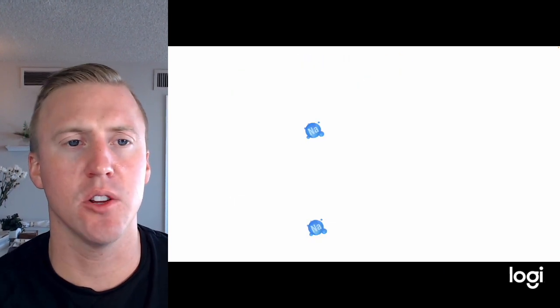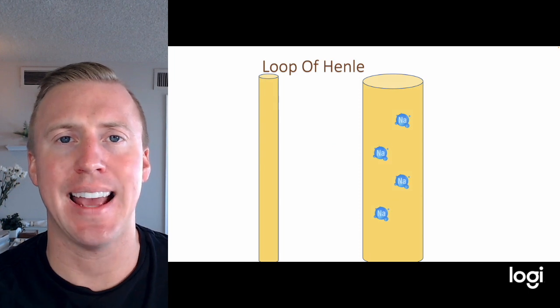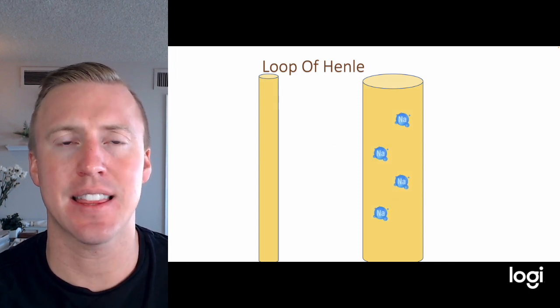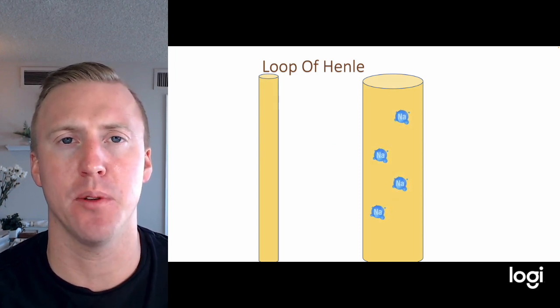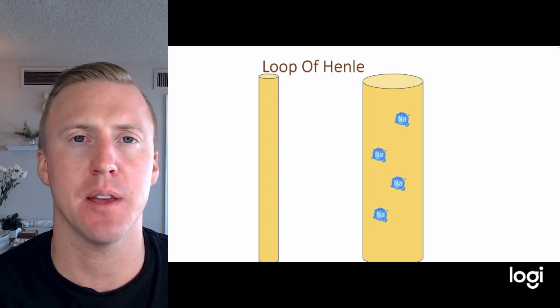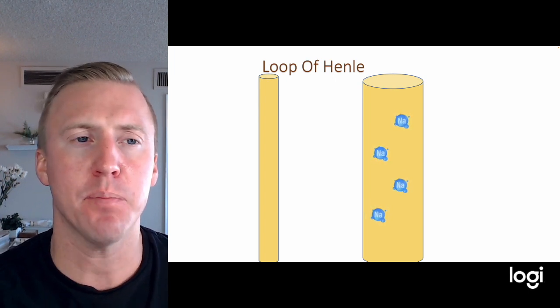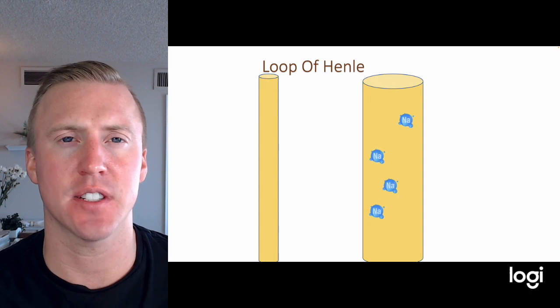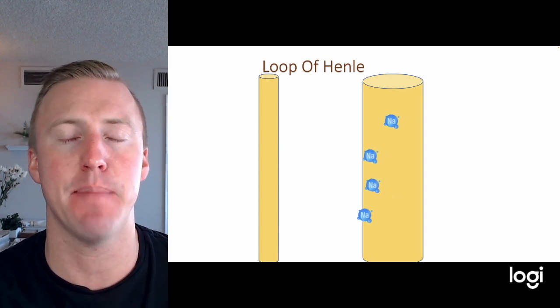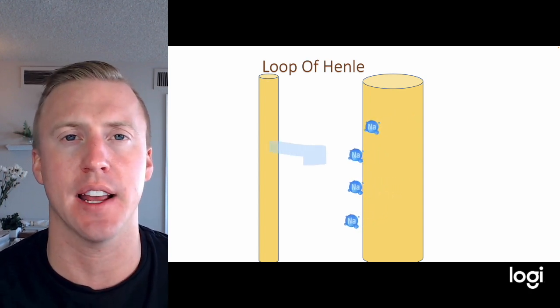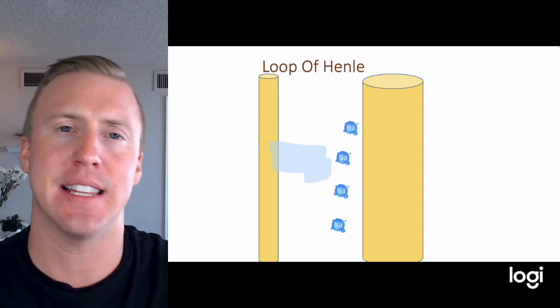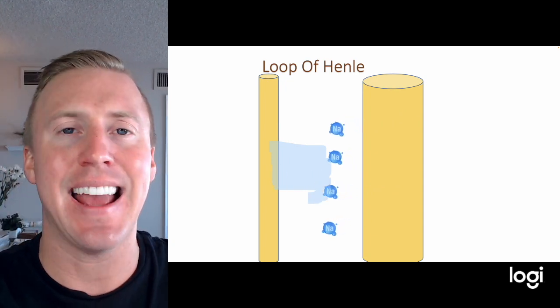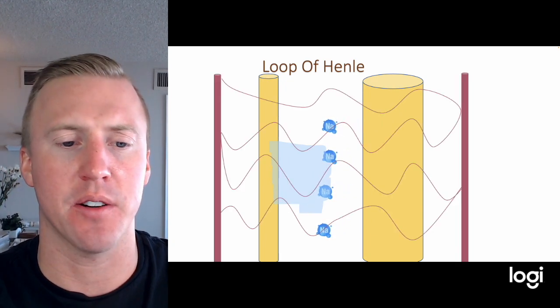When we look at our loop of Henle, we know that we have a thick ascending and a thin descending. The thick ascending is impermeable to water. Therefore, it pumps out sodium into the interstitium. When it pumps out all that sodium into the interstitium, this makes that interstitium hypertonic, thus wanting to pull fluid into that area. So the thin descending loop will push water out into that area.